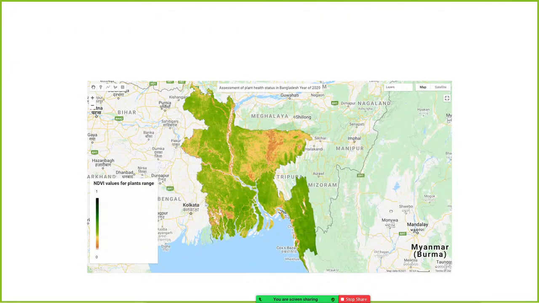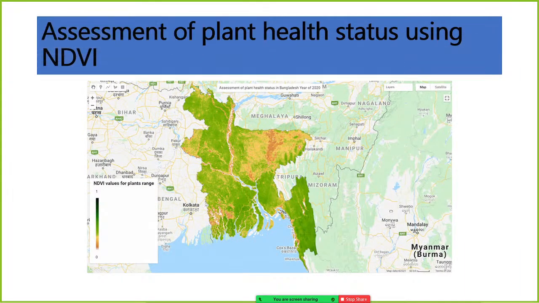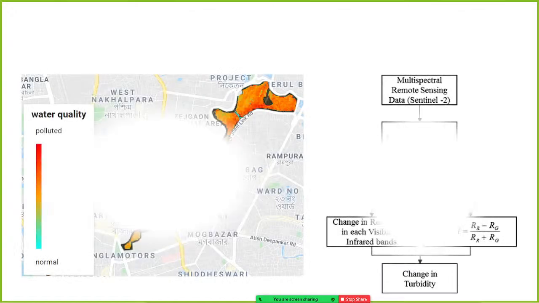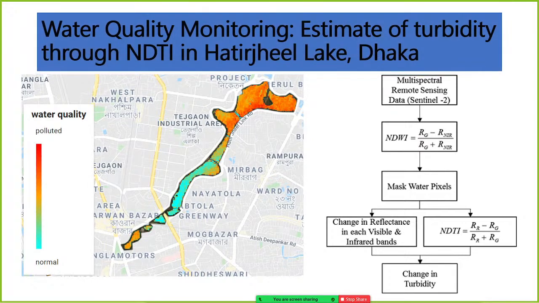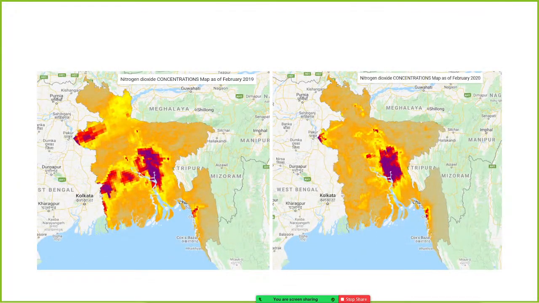Okay, and this is another task, the assessment of the plant field status in Bangladesh for the year 2020. So this is another task for water quality monitoring. Here you can see this is our algorithm, and I just put this algorithm into the code. Then I can estimate turbidity through the NDTI in Hatirjheel Lake, Dhaka. So this is another task, the nitrogen dioxide concentration map.